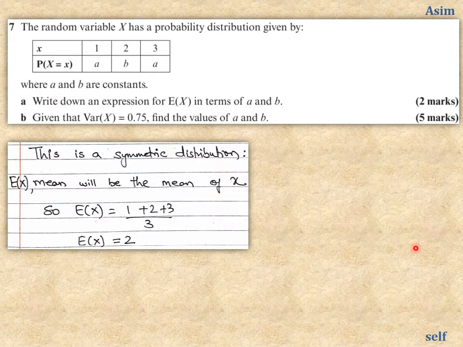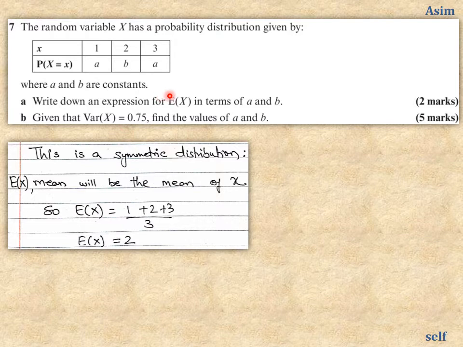Let's go ahead. The random variable x has a probability distribution given by a table, where a and b are constants to be found. First of all, just by looking at it, this is symmetric data, this probability is equal to this. Because it is symmetric, you don't need to multiply and add to find the expected value. It is just the mean of 1 plus 2 plus 3 divided by 3. Hence you can say the mean is 2, the expected value.